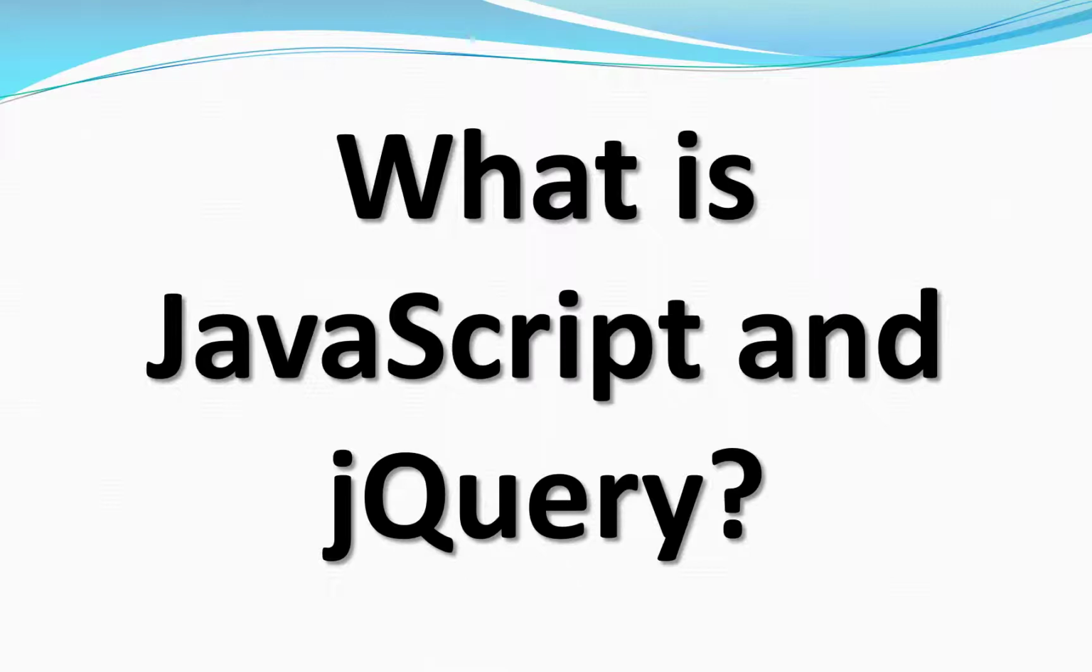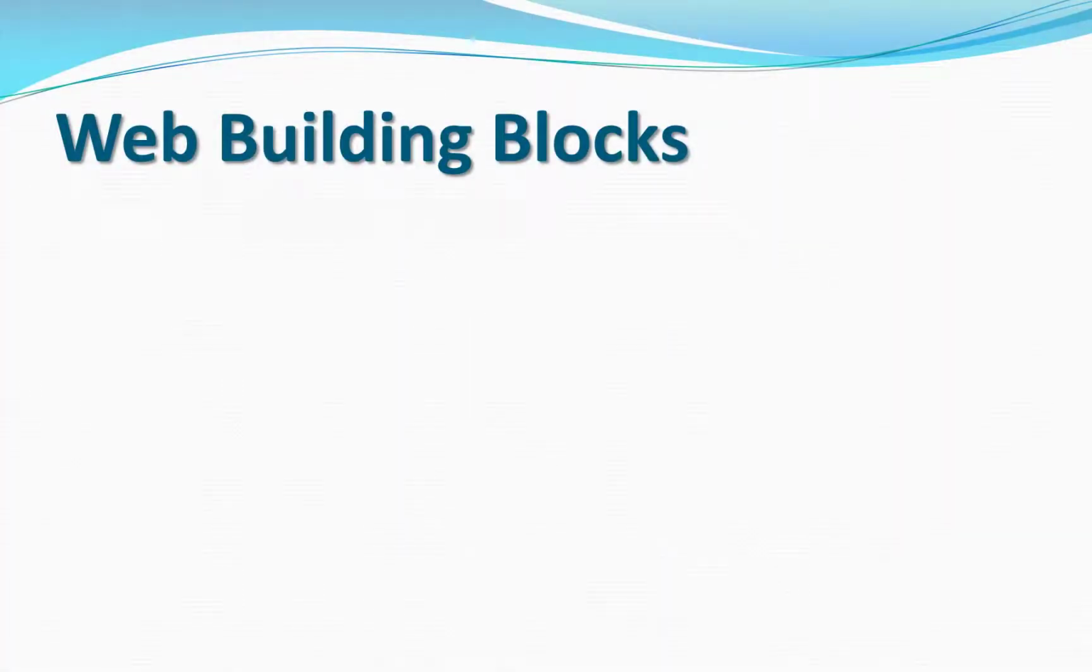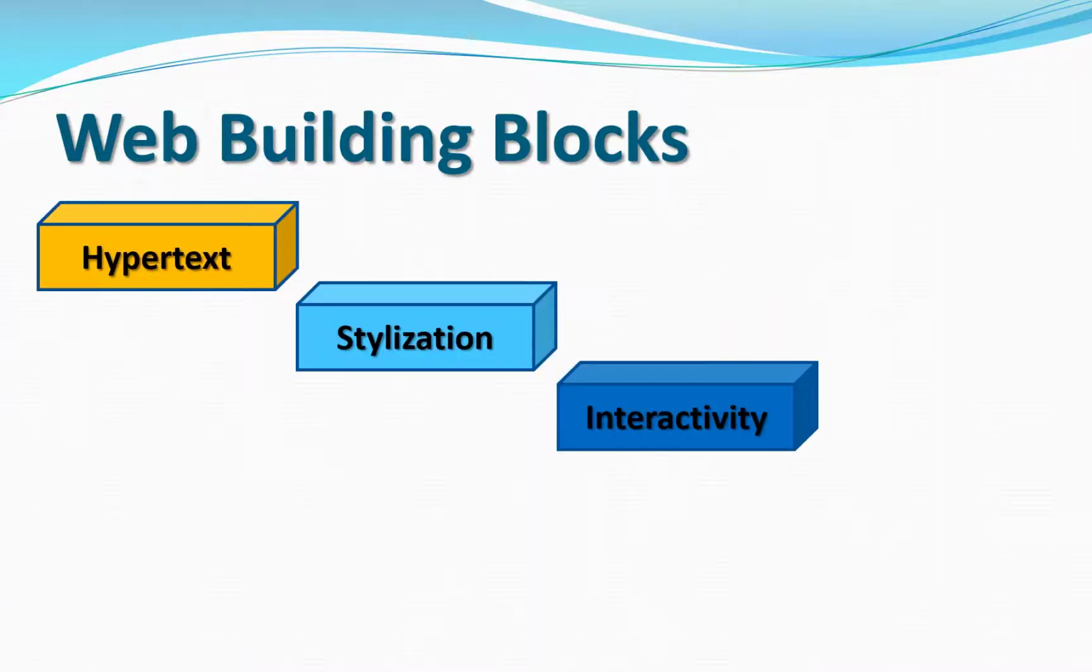So what is JavaScript and jQuery? Before we begin, let's first review the building blocks of the modern web and how JavaScript and jQuery fits into its architecture. The four main building blocks of the web are hypertext, stylization, interactivity, and metadata.